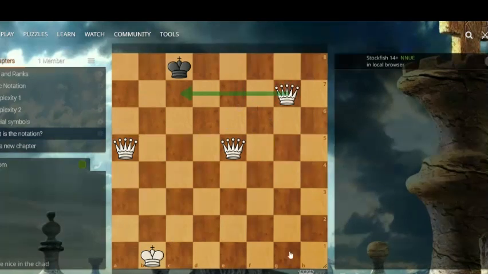What if the queen on g7 wants to go to c7 and mate the black king? What will be the notation of this move?